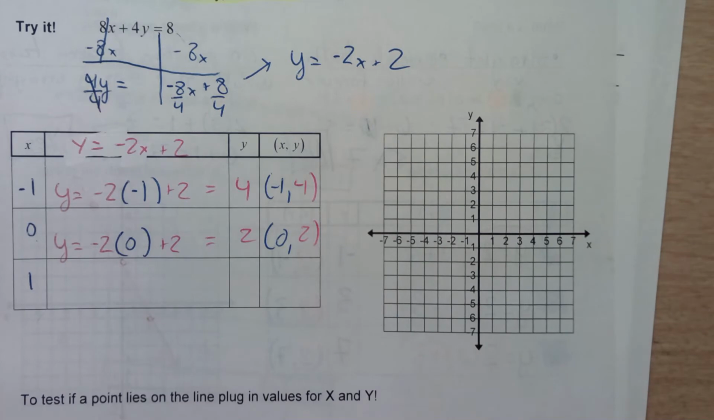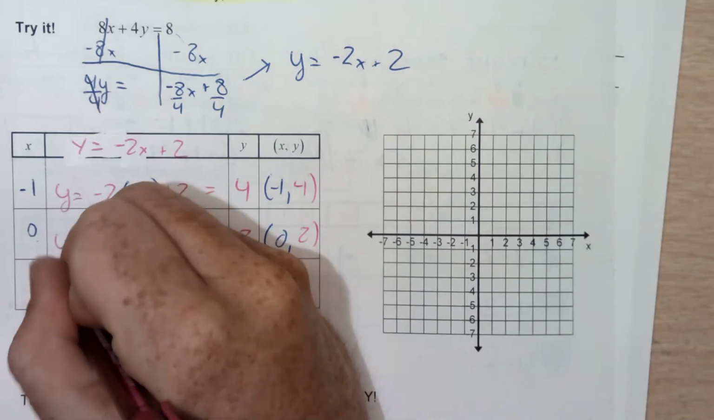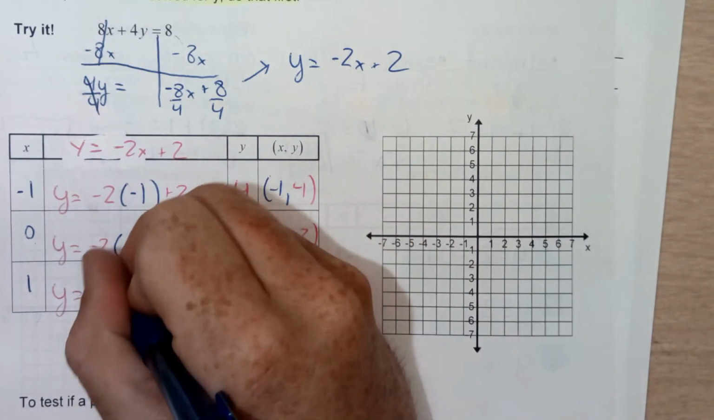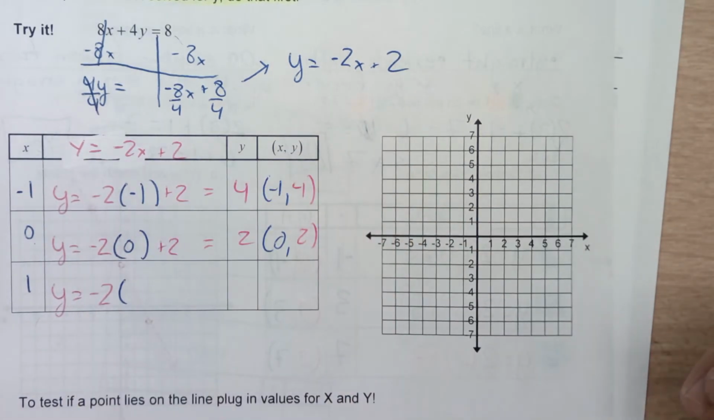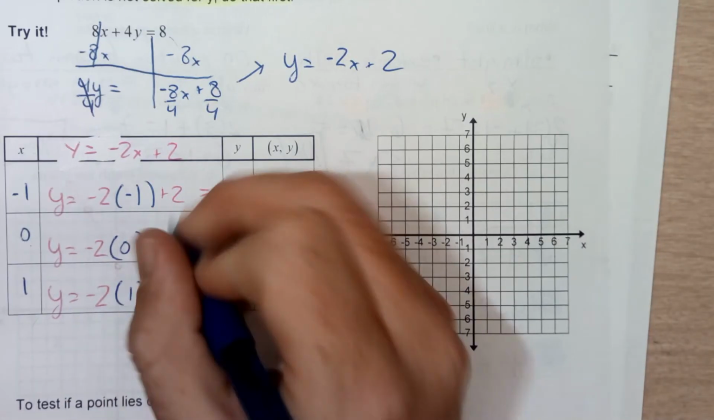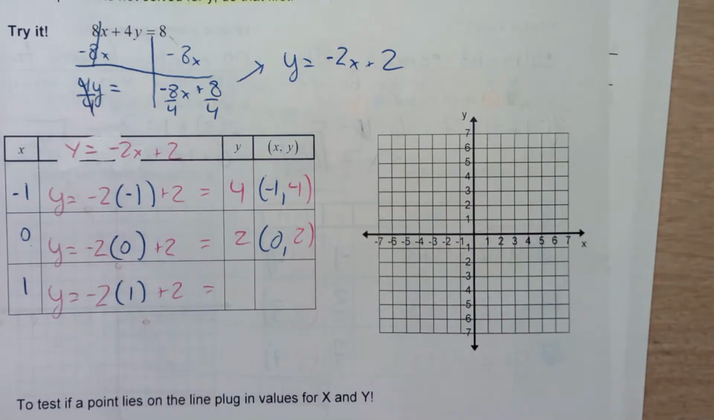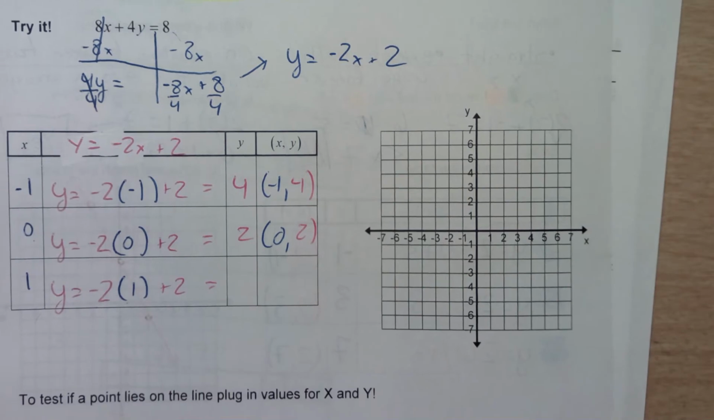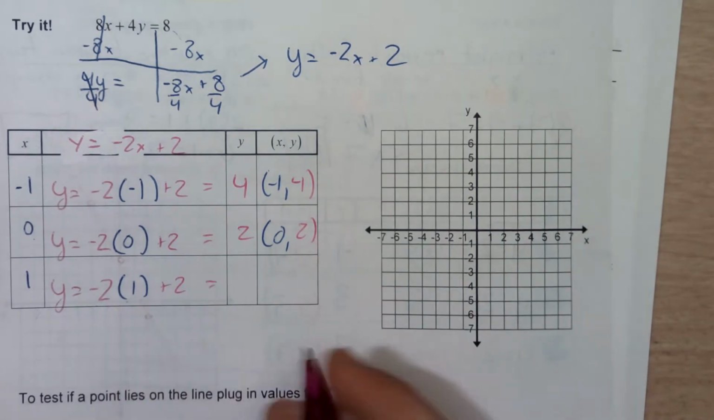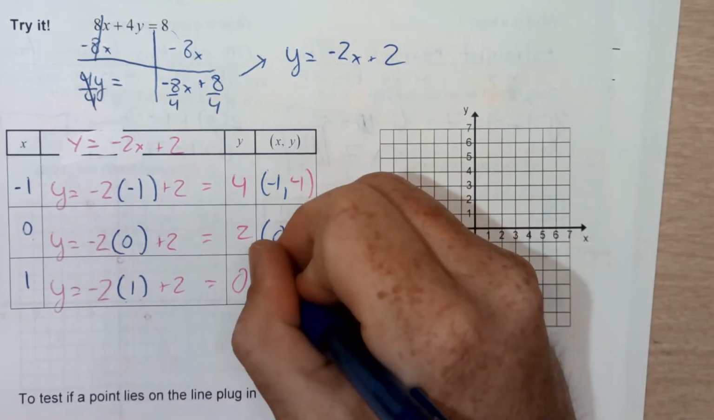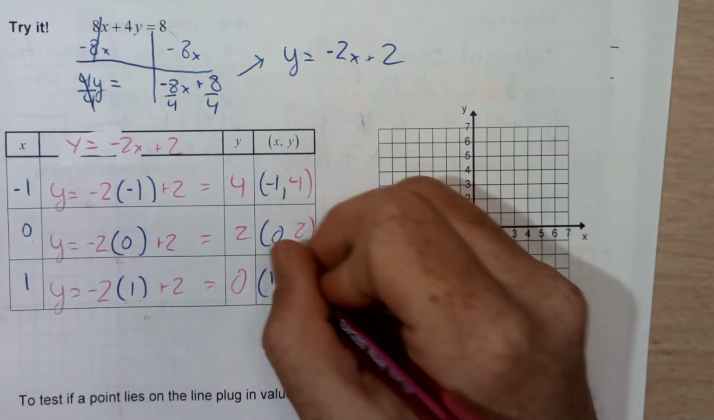Now I have my last one. I'm going to do y equals negative 2, but in parentheses, remember I'm not putting x. I'm putting what my x value is, which in this case is 1. Then I have plus 2, which gives me negative 2 times 1. Negative 2 times 1 is negative 2. Negative 2 plus 2 would be 0. So my ordered pair would be 1, comma, 0.